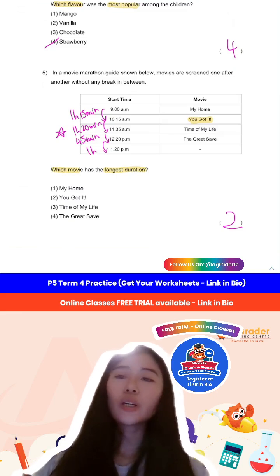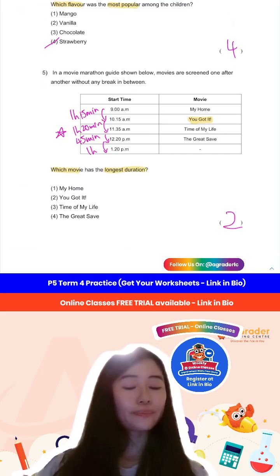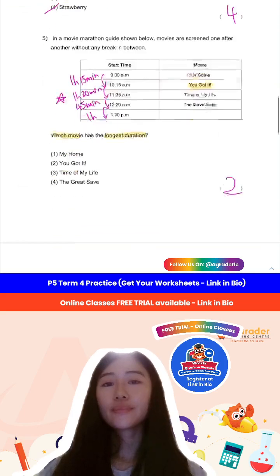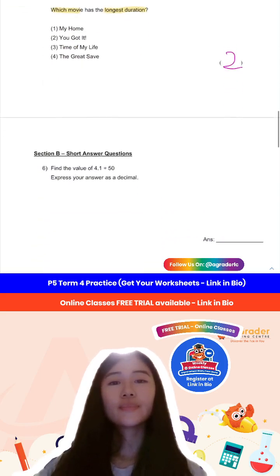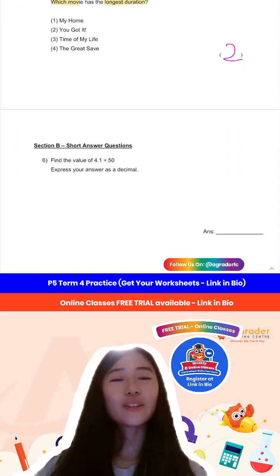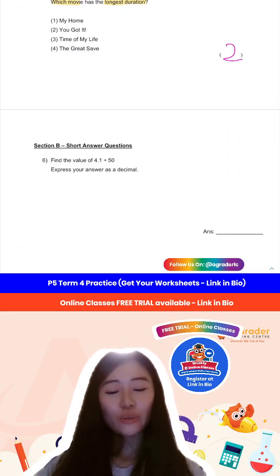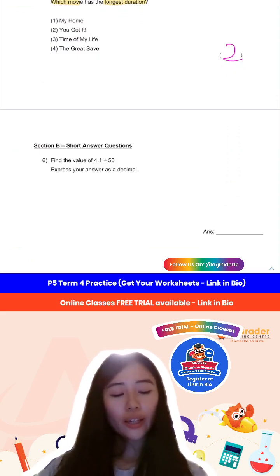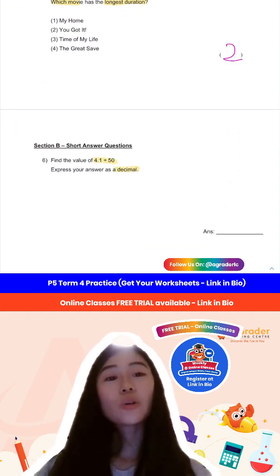And then we're going to move on to our section B. Okay, so can y'all try this first? Find the value of 4.1 divided by 50, and then express your answer as a decimal. So please work this out.